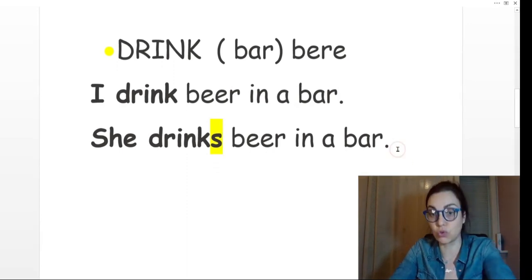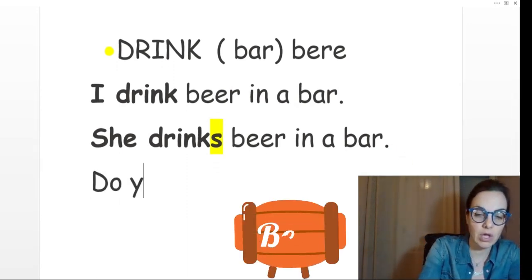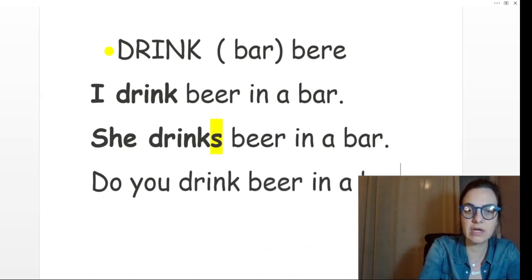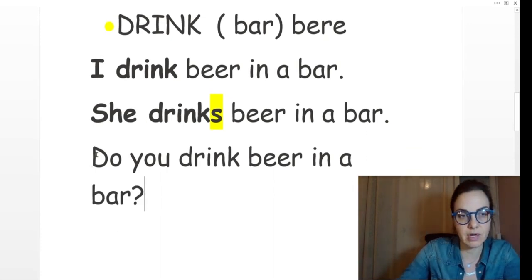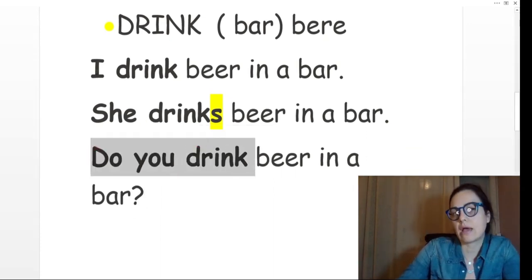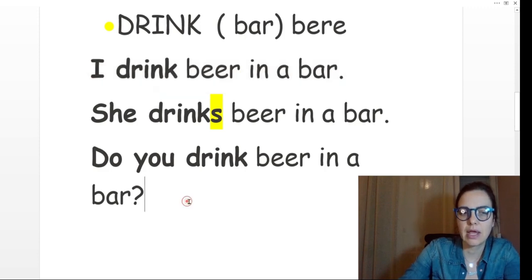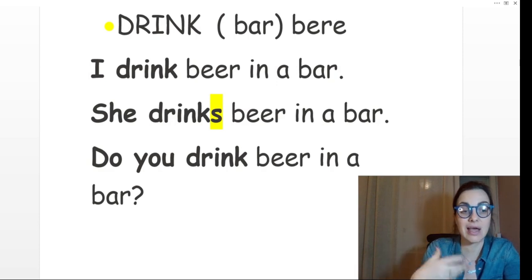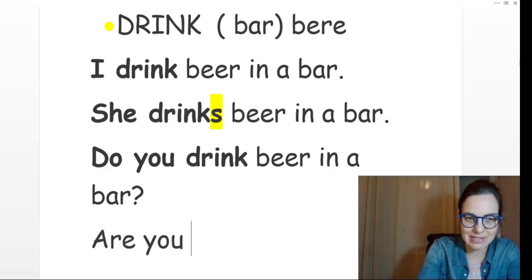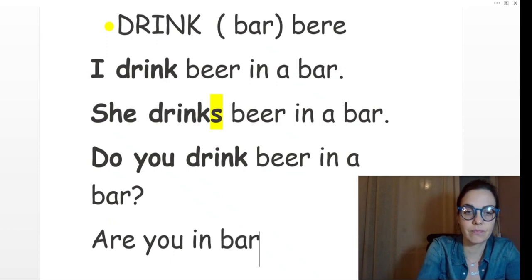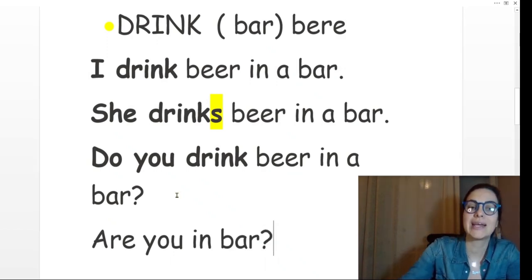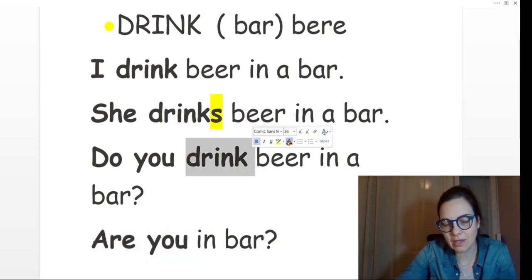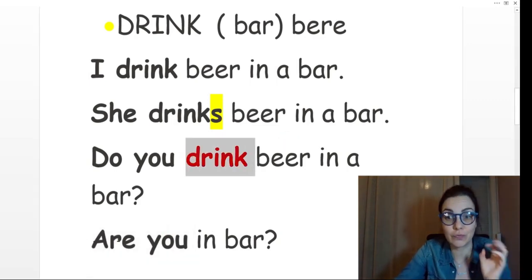Okay. And do you drink beer in a bar? Do you drink beer in a bar? Yeah, I drink beer in a bar. And where are you now? Dove sei adesso? Sei, are you? Are you in a bar now? Are you in a bar? Do you drink in a bar? Are you in a bar?